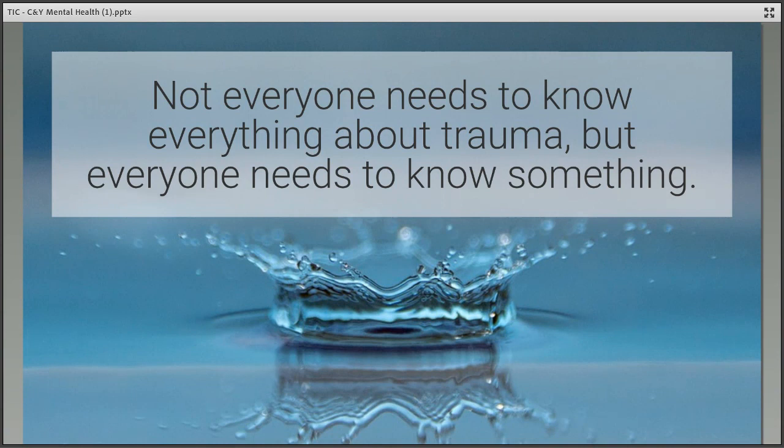So this won't make you an expert in trauma, and that's one of the most crucial pieces of understanding trauma-informed care: it isn't trauma specialist training and it's not trauma-specific care. So this isn't about how we work with trauma survivors on their trauma. This is an approach that can be applied to everyone we work with.